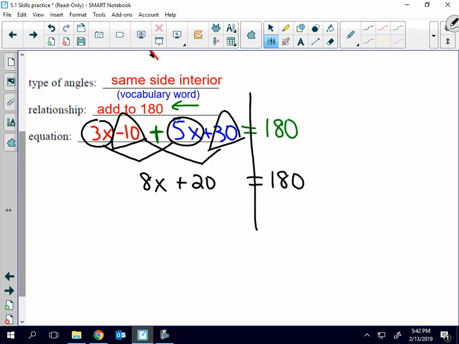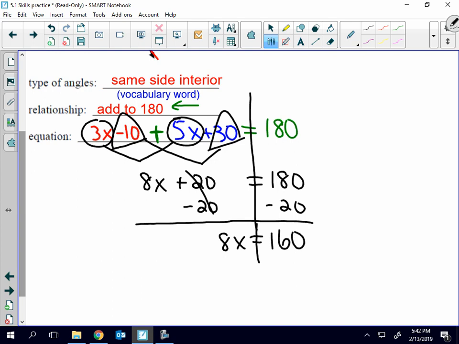We only have x's on the left, so we just need to get rid of this 20. So we have 8x left equaling 160. To finish it off, divide by 8 to get x by itself, and x will equal 160 divided by 8, which is 20.